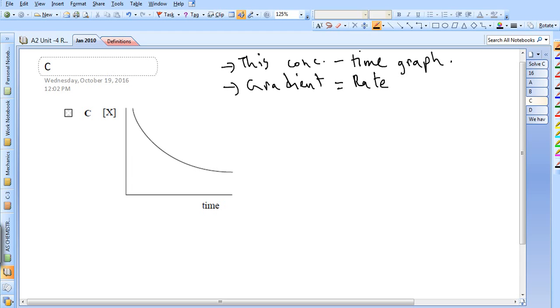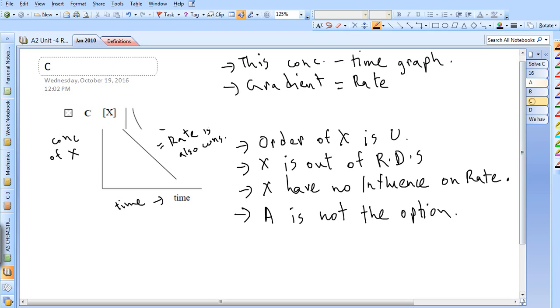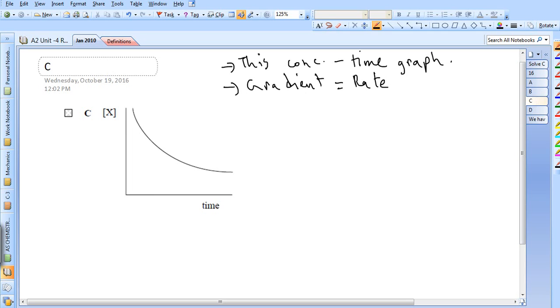Okay, so here it is a curve. Before, in A, we have seen that the concentration time graph has a straight line, and in C we have seen that it is a curve. Let us examine this. Here the graph is a curve, not a straight line. Graph is not a straight line, as simple as that.